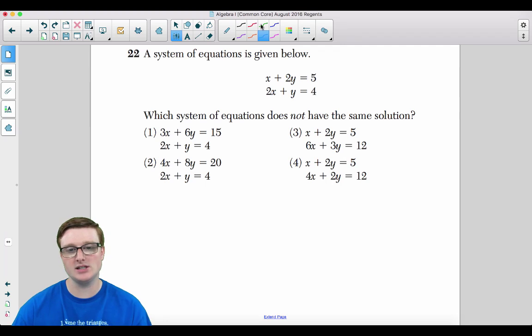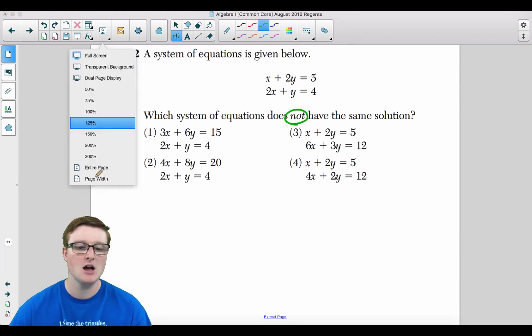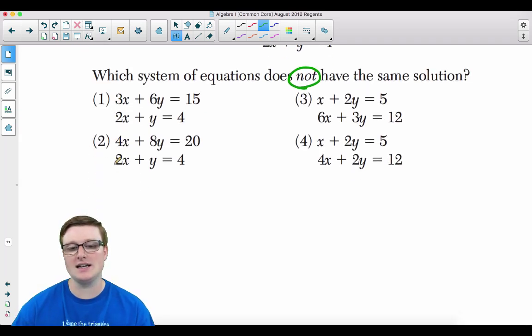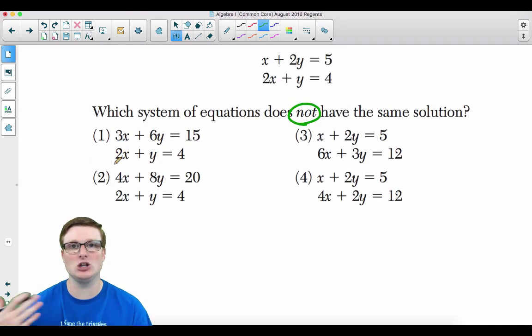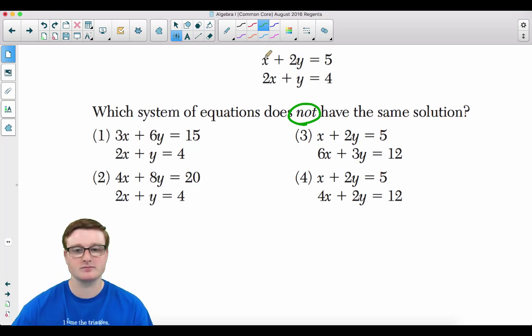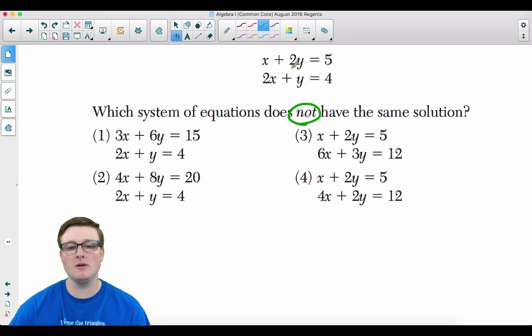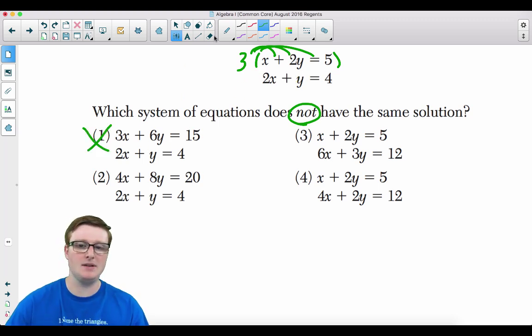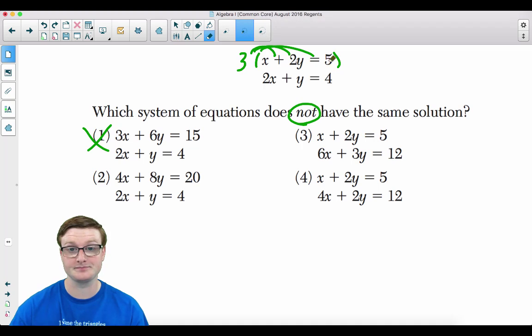A system of equations is given below. Which system of equations does not have the same solution? So what they're testing your knowledge on here is whether or not you could dilate a line. That's it. So if we take choice 1, they have 3x plus 6y equals 15. Well, they decided to take this top function and multiply it by the number 3 and distribute. Well, does that equal 3x plus 6y equals 15? Yeah, 3x plus 6y equals 15. That's good. And the bottom function is the same thing. So that can't be the answer because this does work up top.